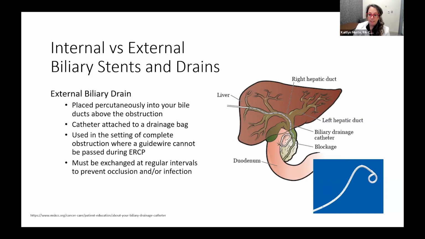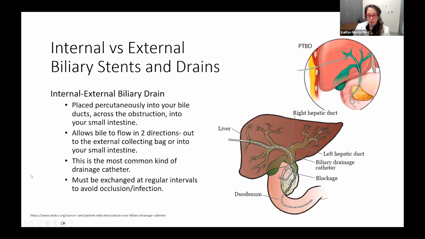And in this case, an external drain is used in the setting of complete biliary obstruction where the blockage cannot be traversed by the drain and the bile is draining outside of the liver into the bag. These typically need to be changed at regular intervals to prevent any occlusion or infection. And this is what the end of that drain tube looks like with these little side holes, and it curls into that pigtail type shape.